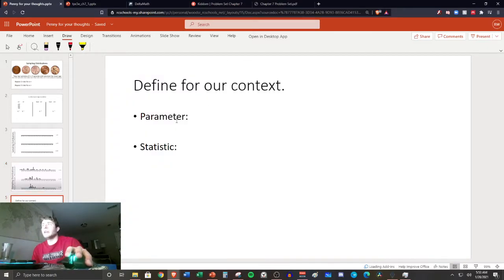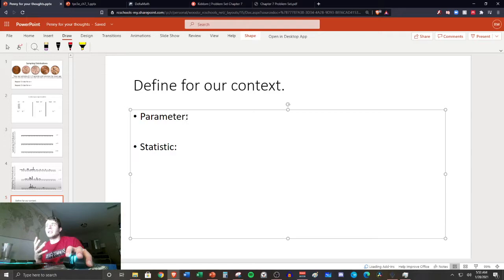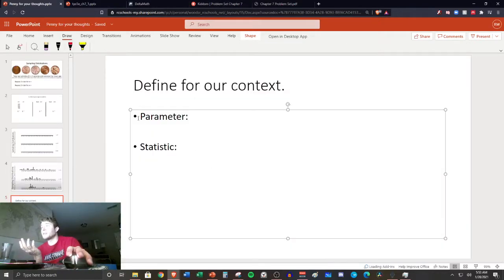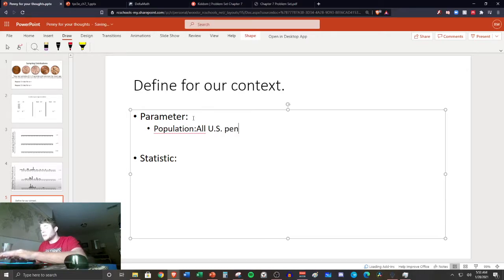And we're going to define for our context the parameter of the situation. So the parameter, remember, a parameter is a value that describes some characteristic of the population. So what is the population? Let's actually also write that down. That's going to be important. So we're going to put here population. So what was the population in this setting with the coin flips? Well, or not coin flips, coin sampling. We're interested in finding the average age of all US pennies.